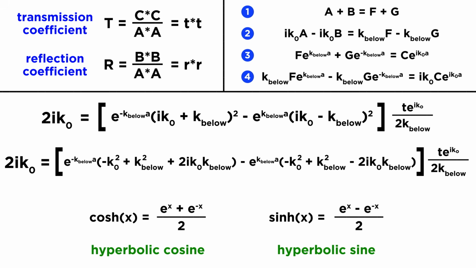Now, to go further, we will need to recall the definitions of hyperbolic sine and cosine, which we discussed over in the mathematics series. In that tutorial, we saw that these functions could be defined by the following expressions. Hyperbolic cosine of x equals e to the x plus e to the negative x over 2. And hyperbolic sine of x is the same thing but with a difference instead of a sum. Now, how can we use these definitions to simplify our equation?